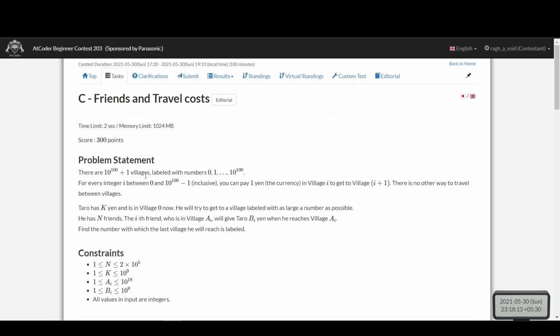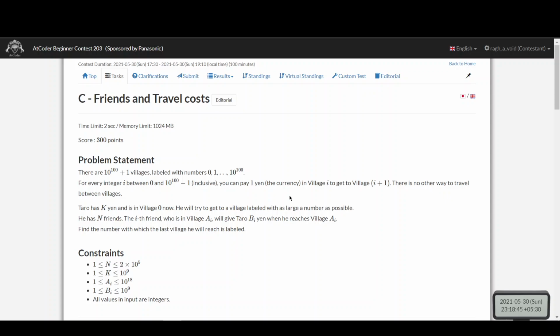For the third problem, we had 10 to the power 100 plus 1 villages, and they were labeled 0 to 10 to the power 100. And for each of these integers i, we had to pay 1 yen, that is the currency, to go from village i to village i plus 1. What this means is we had to pay 1 yen to move to the very next village, and there was no other way to move from one village to the other, and we were forced to give 1 yen to move to the other village.